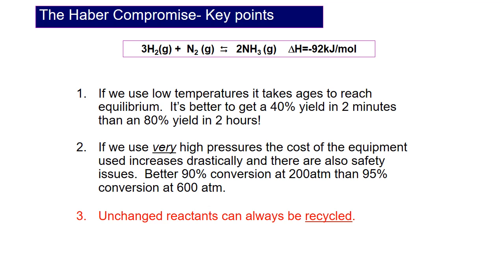And again, we've got this compromise here. It's better to have a 90% conversion at 200 atmospheres than a 95% conversion at 600 atmospheres. There's a huge difference in money. And the great thing about this process, and you will see in some diagrams, is that the unchanged reactants are always recycled. We're not wasting anything here. Any unreacted nitrogen or hydrogen will be pumped back into the system.